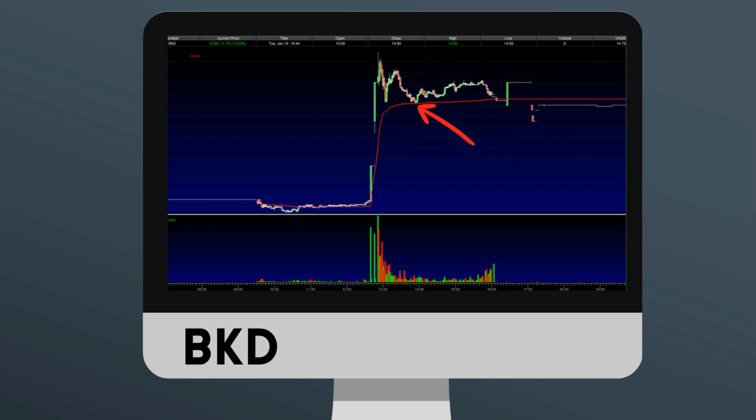VWAP acts as a support when you are above the line. So you can see it came down and it touched VWAP and it held VWAP and then bounced. So if you were to short, you would want to cover here. And if you were to long, you would want to long here. As long as the chart stays above VWAP, it is bullish. When it is below VWAP, it is bearish.